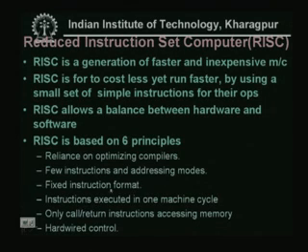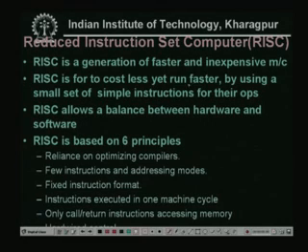Now, instructions are executed in one machine cycle. Only load or store instructions can access memory, and this is totally hardware control. As it is hardware control, this is the reason why it is faster, because it becomes much faster. So, these are the 6 basic principles on which the RISC machine is developed.